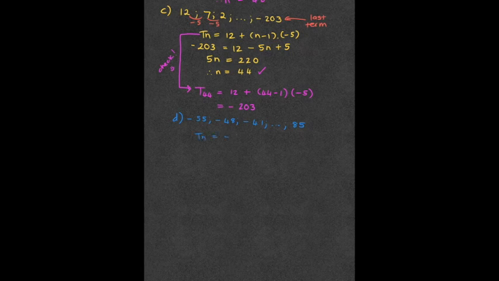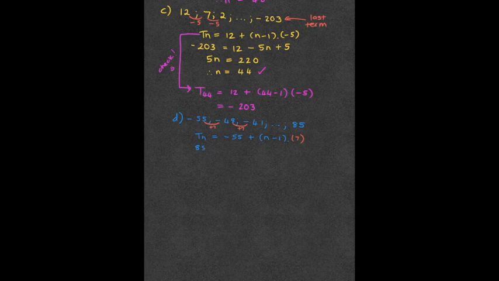So Tn will be -55 plus n minus 1 times, what's our constant difference? To get from -55 to -48, I'm adding 7. So my constant difference is positive 7. Okay. So now, remember, the value of the last term is 85. So I'm going to pop 85 into here, and I'm going to solve for n.